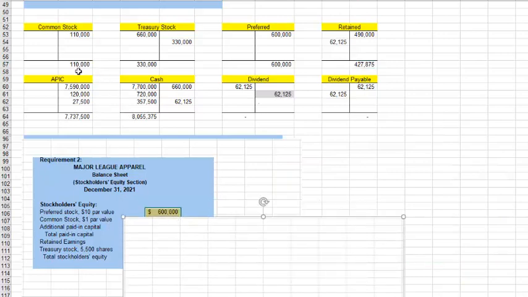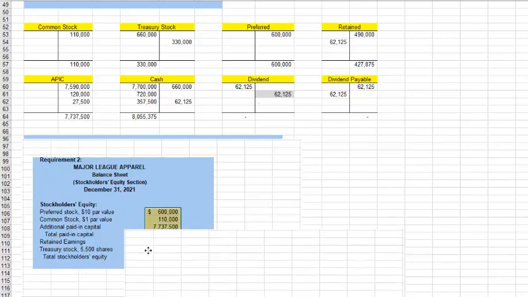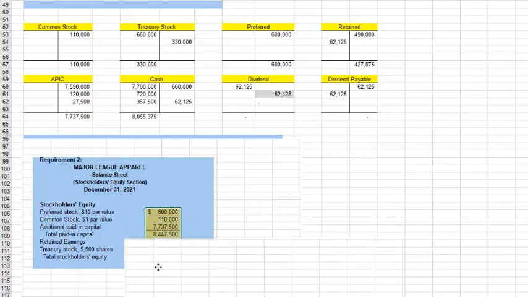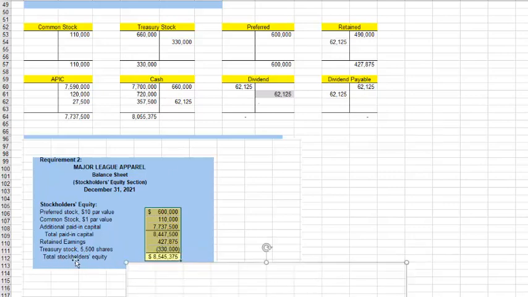Let's take a look at what's going to happen on our balance sheet. Our preferred stock is going to be $600,000. Our common stock is going to be $110,000. Additional paid-in capital, we're going to see that here, for a total paid-in capital, which is the sum here, of $8.4 million. Now we're going to put our retained earnings in, which we just calculated here. Our treasury stock, that is a contra account. We're going to show this as a negative amount to give us our total stockholders' equity balance right here, which is the 8.4 plus the retained earnings, less the treasury stock, to give us approximately $8.5 million in total stockholders' equity.